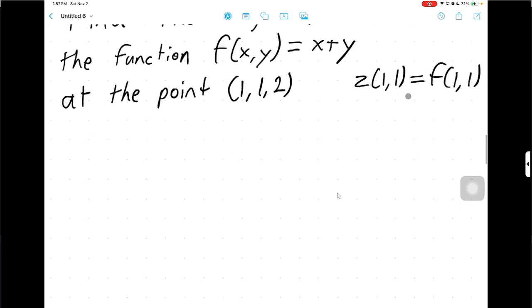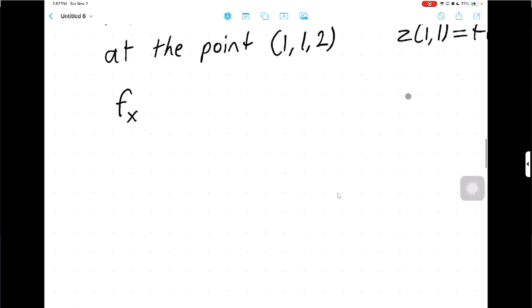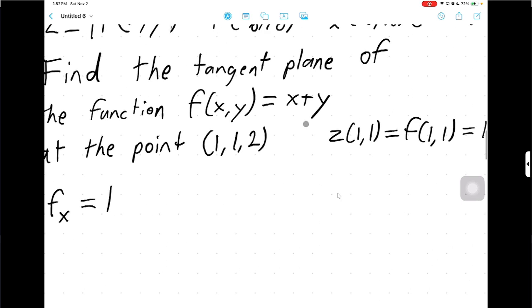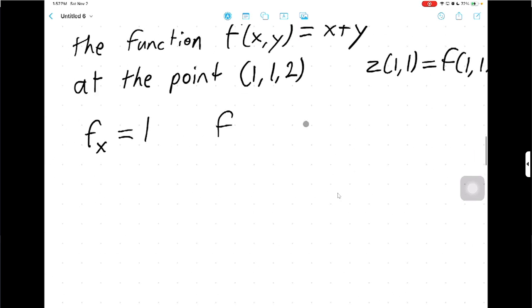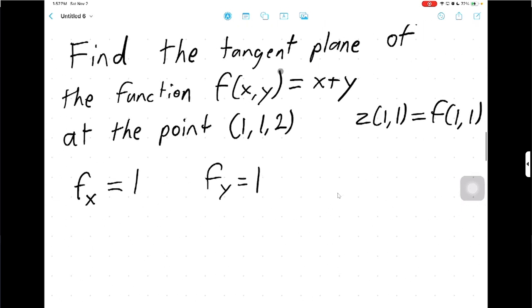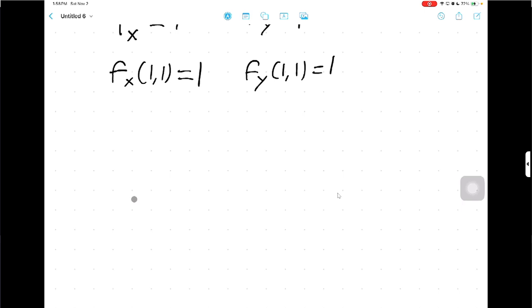So in order to find the tangent plane, we're just going to first find the partial derivatives. So the partial derivative of this with respect to x is going to be 1. And the partial derivative with respect to y is also going to be 1, as you can see over here. The other variable is held constant, so it just becomes 0. And so f_x at the point 1, 1 is also just 1. Same with f_y. It's just a 1.